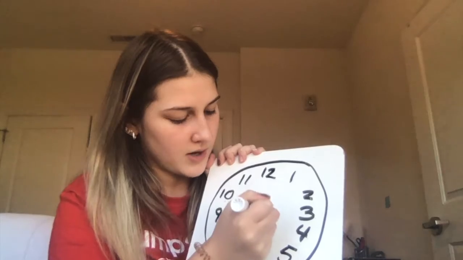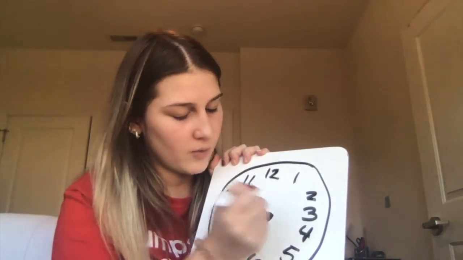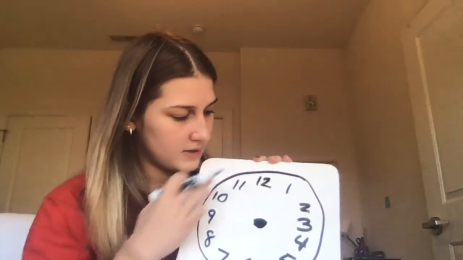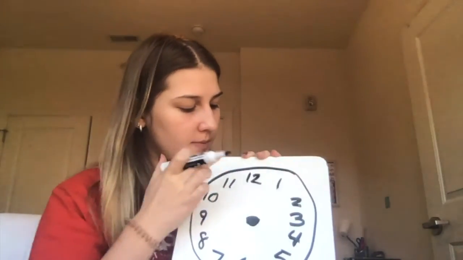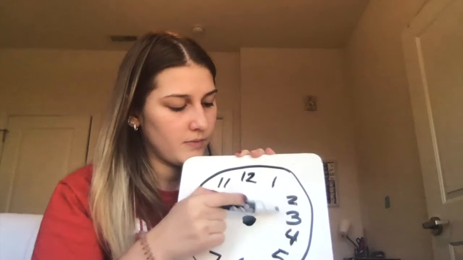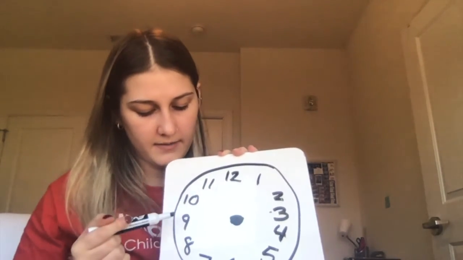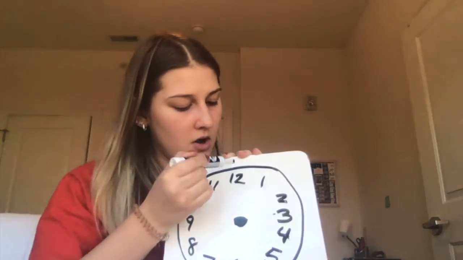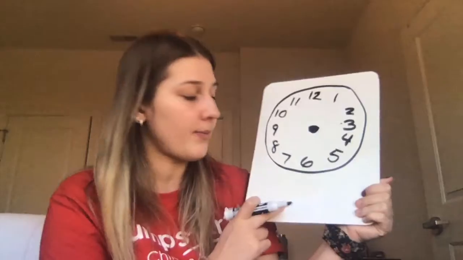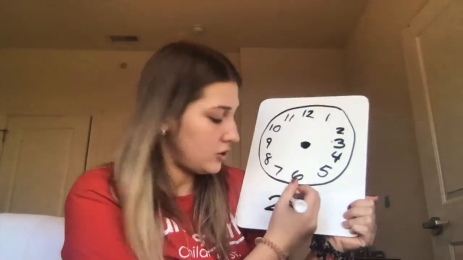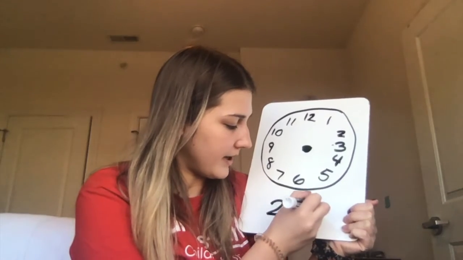So first I'm going to draw a dot in the center to show where our clock hands are going to go from. So this is how we draw a clock. We have a big circle and we number 1, 2, 3, 4, 5, 6, 7, 8, 9, 10, 11, all the way to 12. So friends, I'm gonna write the time of our party right down here so we can reference it if we need to. So we have a 2 o'clock party.